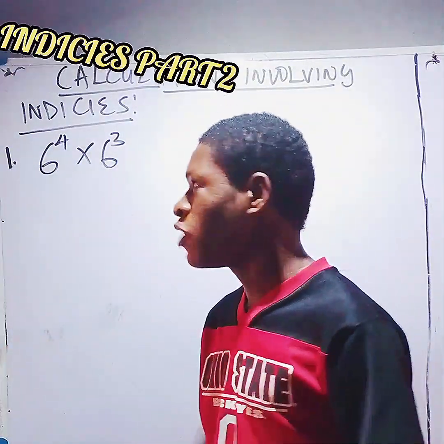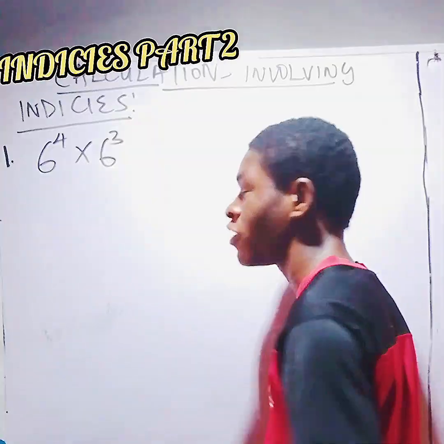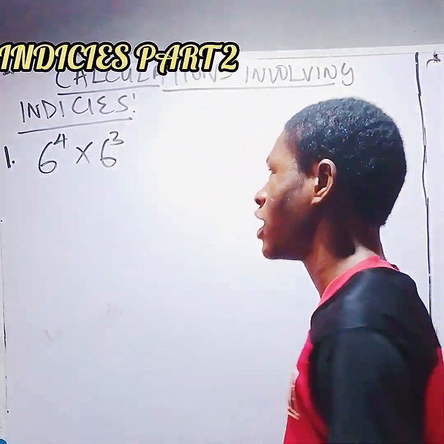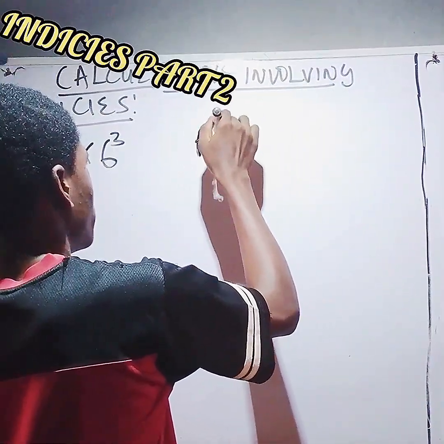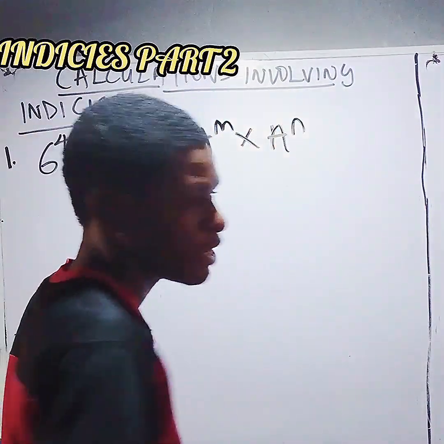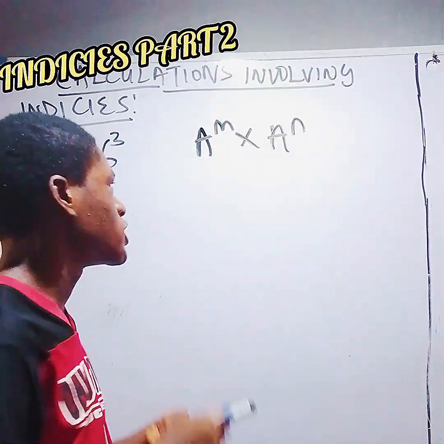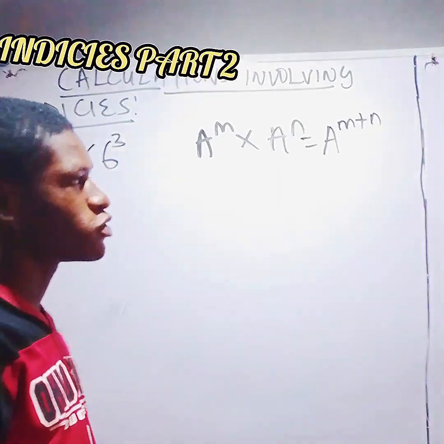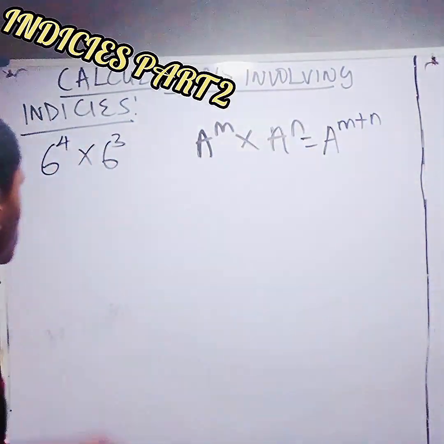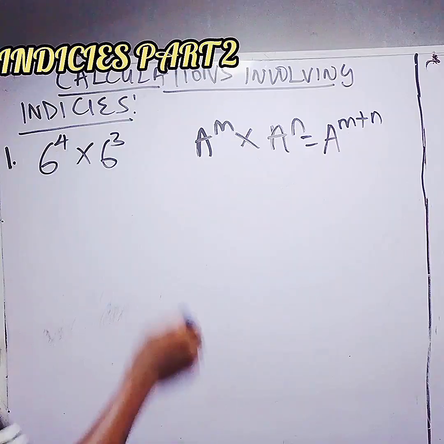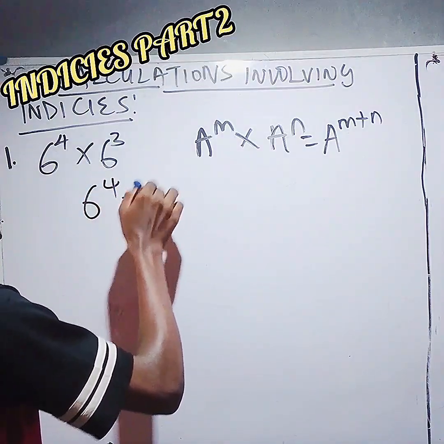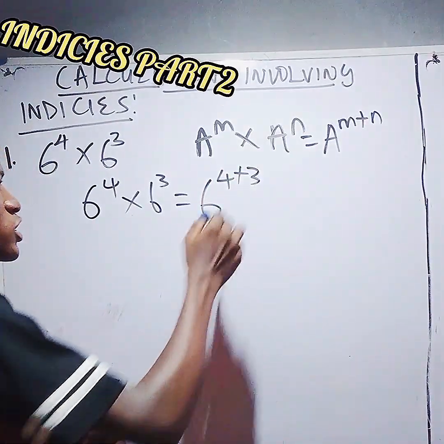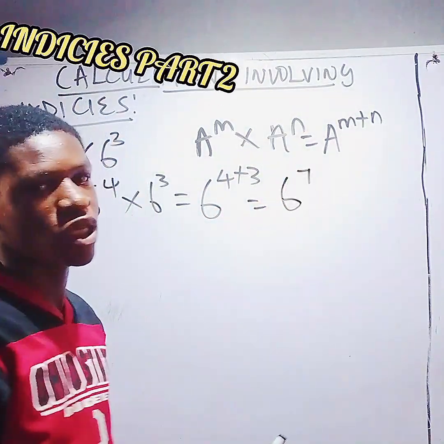It's very, very simple. Now, we are given 6 raised to the power of 4 times 6 raised to the power of 3. When I see multiplication, as I told you, I remember a raised to the power of m times a raised to the power of n. I remember that quickly. And what is it equal to? It's equal to a raised to the power of m plus n. Now you just play the role quickly. So I'll be having 6 raised to the power of 4 times 6 raised to the power of 3 is equal to 6 raised to the power of 4 plus 3, and that is equal to 6 raised to the power of 7.